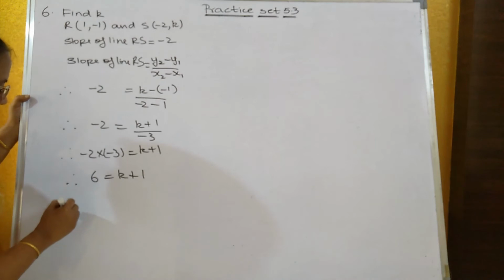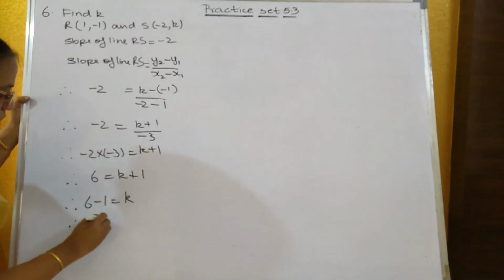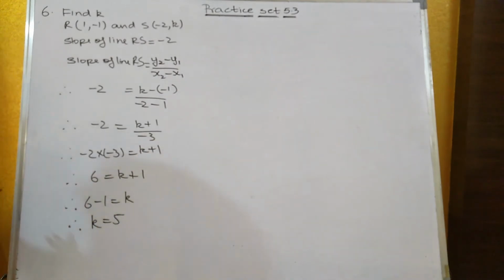Bring the 1 on this side. What you'll get? 6 minus 1 is equal to K. Therefore K is equal to how much? 5. So the value of K is 5.